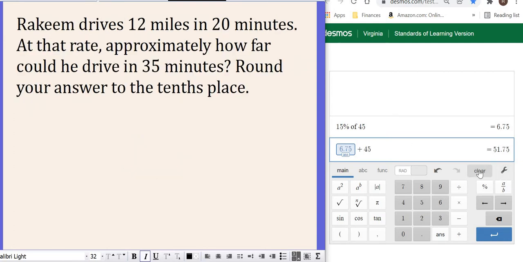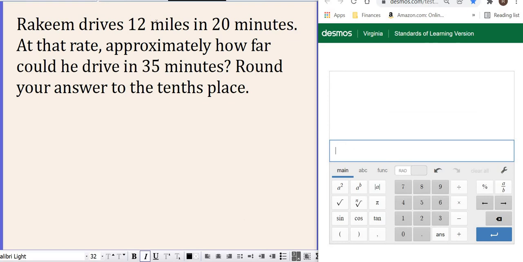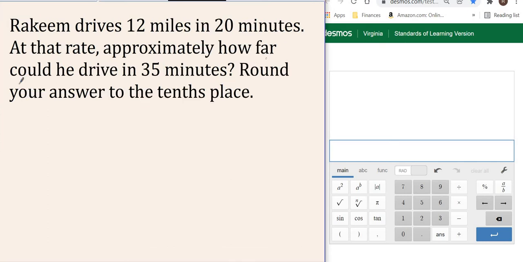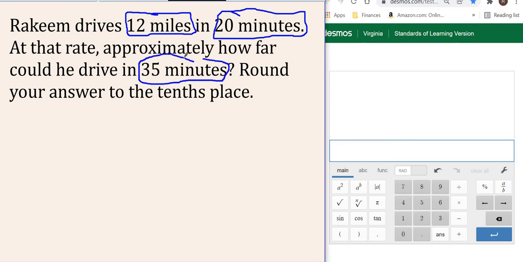This one says that Rakeem drives 12 miles in 20 minutes. At this rate, approximately how far could he drive in 35 minutes? Round your answer to the tenths place. Well, we're talking about 12 miles in 20 minutes. And then it says how far could he drive in 35 minutes.